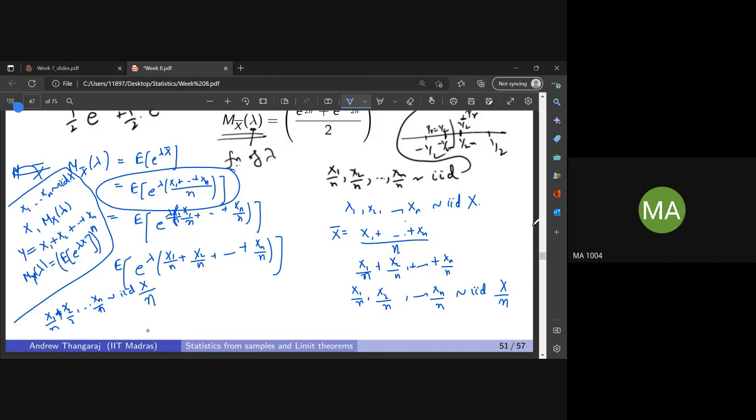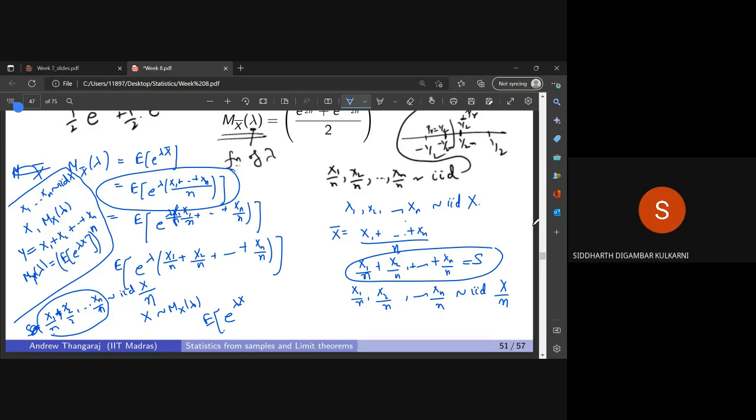And we are taking, let's write it as S. Let's write this S to be this. Now, if X is MX of lambda, then if you take the sum, it will become the expected value of e to the power lambda X by n, to the power n.